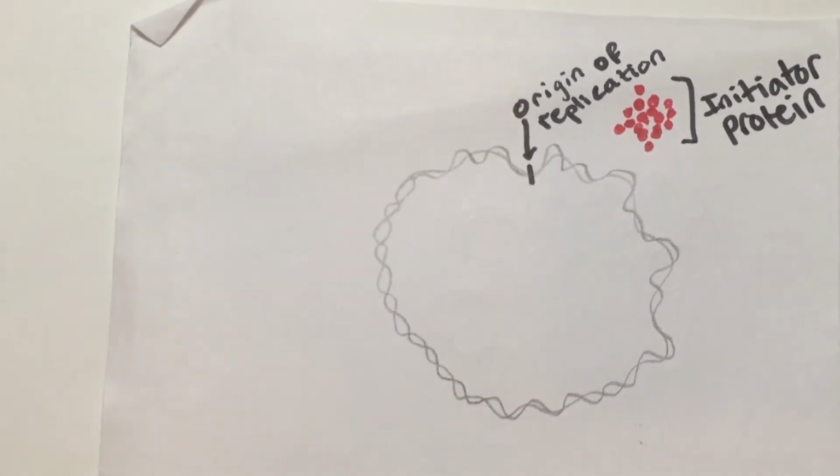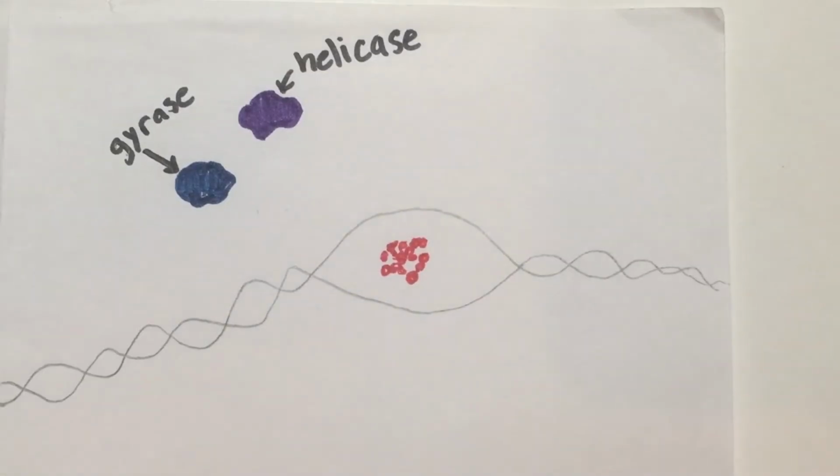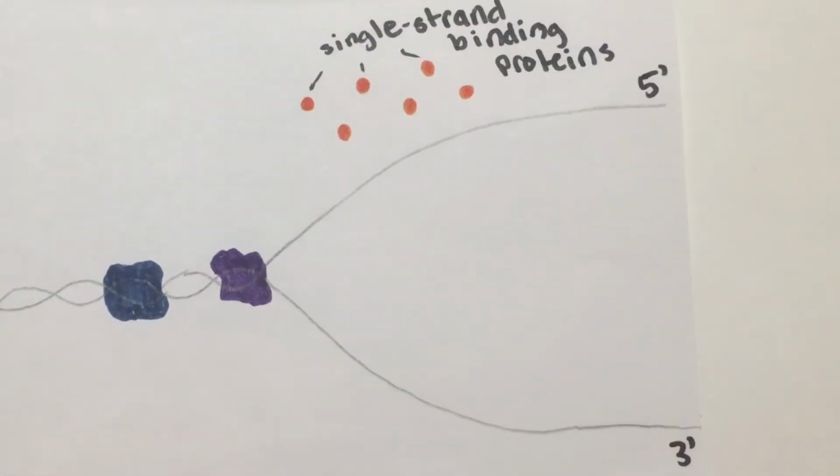Replication is essential for the division of cells and is part of the central dogma of genetics. In prokaryotes, replication proceeds as follows. First, the initiator protein binds to the origin of replication. Then, helicase unwinds the double-stranded DNA and gyrase releases torsional stress.